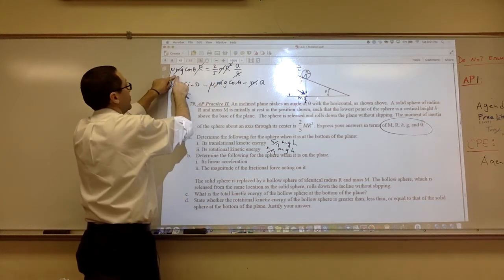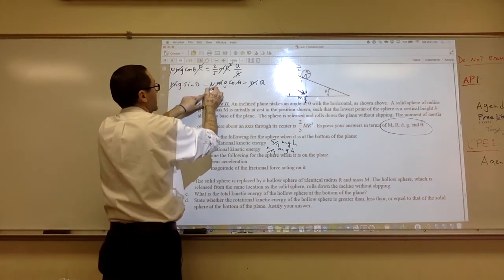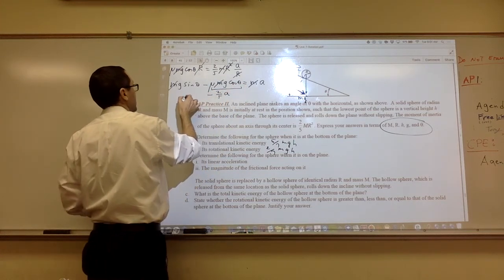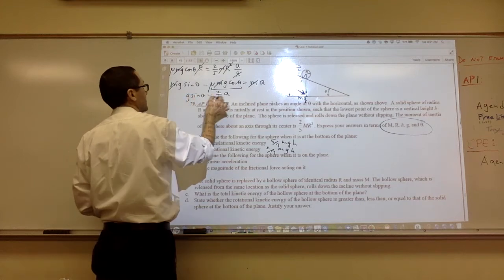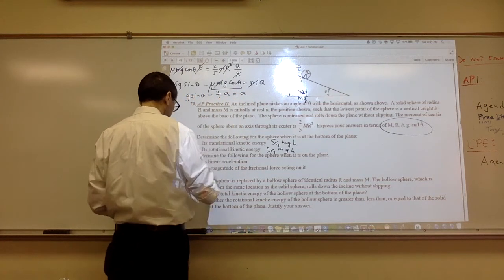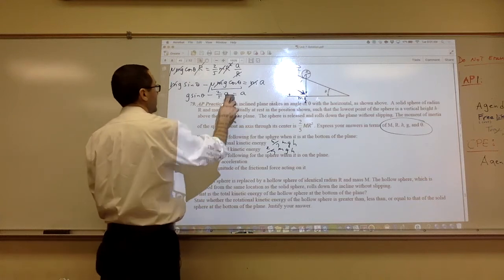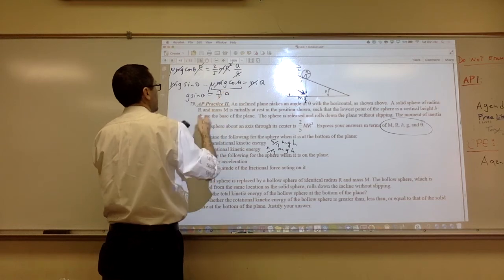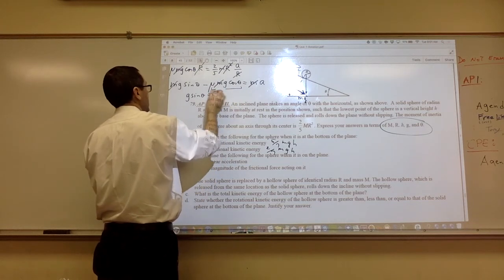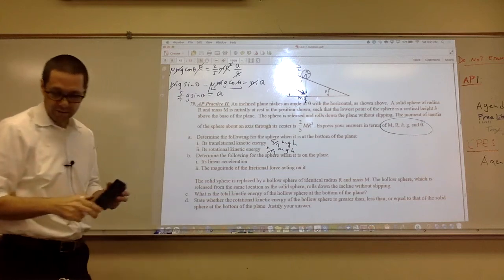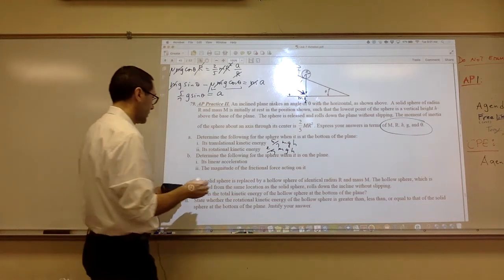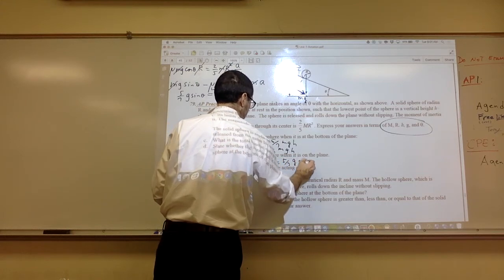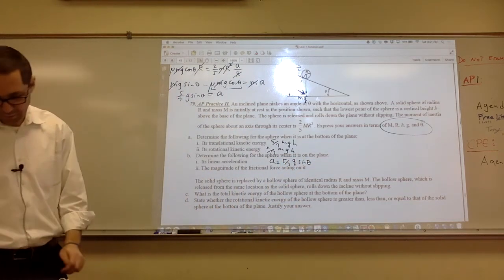And I think you can see that this is mu g cosine theta, so I can replace this piece here with 2/5 of a. Now if I combine this together, that should be 7/5. It should equal 7/5 of a. Which means a is going to be 5/7 of g sine theta, and that's what I got. So a is 5/7 g sine theta.